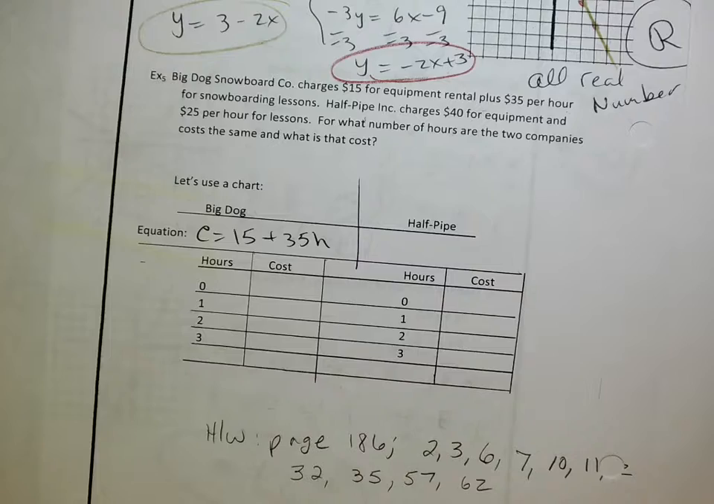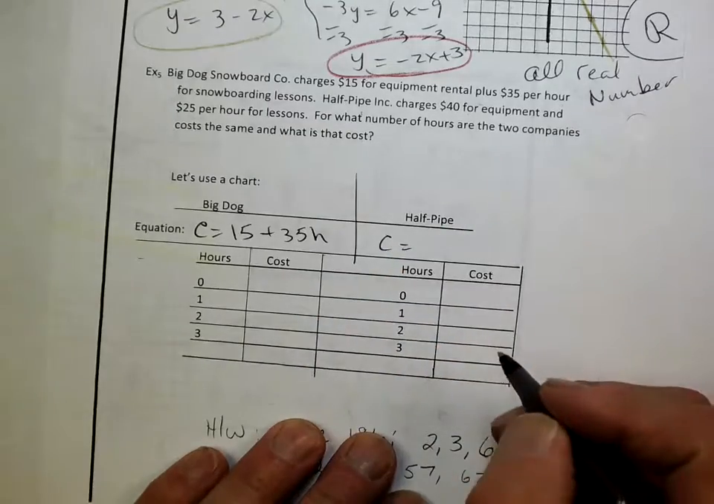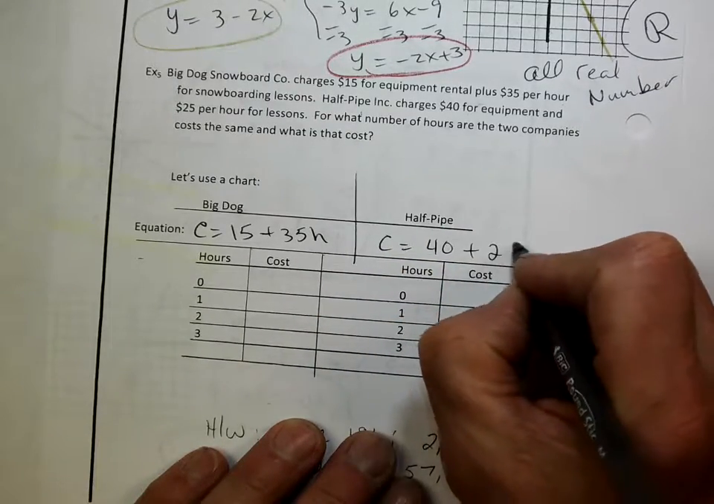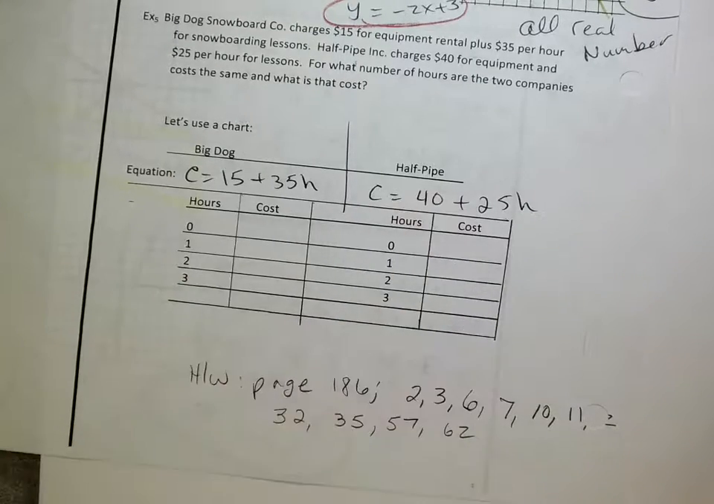Half Pipe charges $40 for equipment and $25 per lesson. So cost is $40 plus $25 an hour. Okay, now which one's best? Where are you going to go? Who are you going to rent from? Are you going to go Big Dog or Half Pipe? Okay, why do you like Half Pipe?